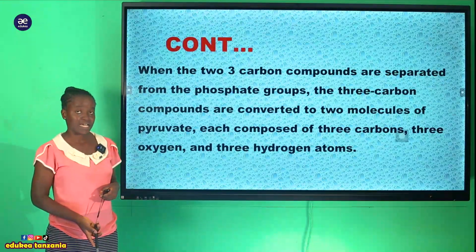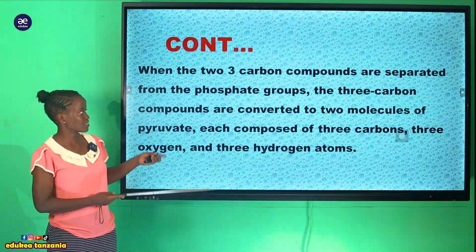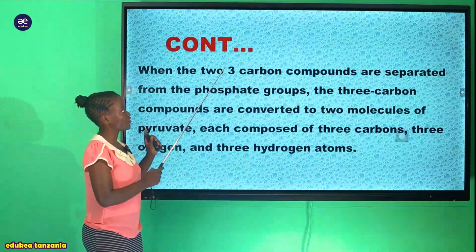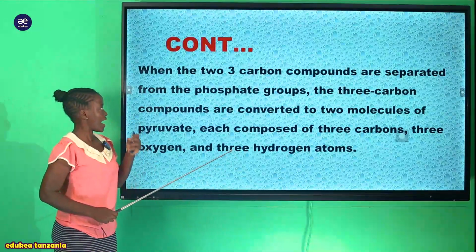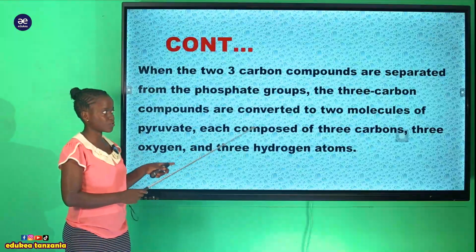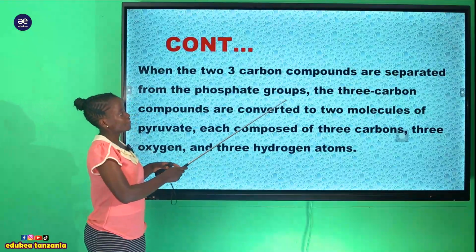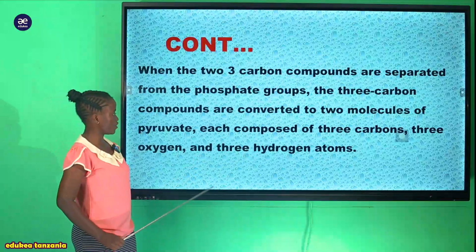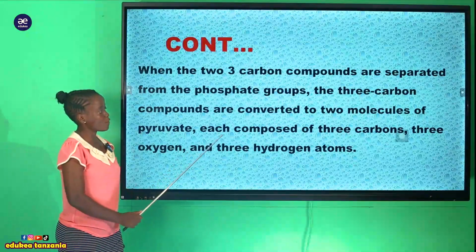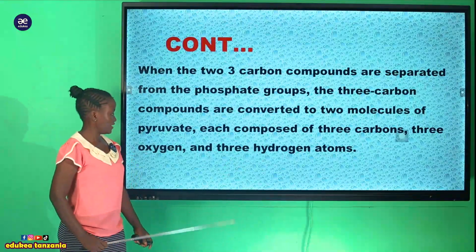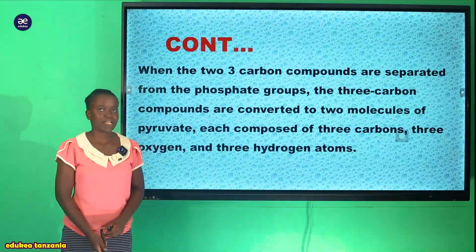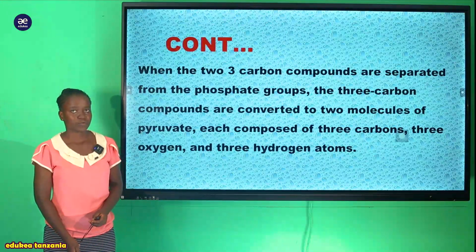But also, as I promised you, we are going to start looking at this slide, that is when the 3 carbon compounds are separated from the phosphate group. So the 3 carbon compounds are converted to 2 molecules of pyruvate, each composed of 3 carbon, 3 oxygen, and 3 hydrogen atoms.